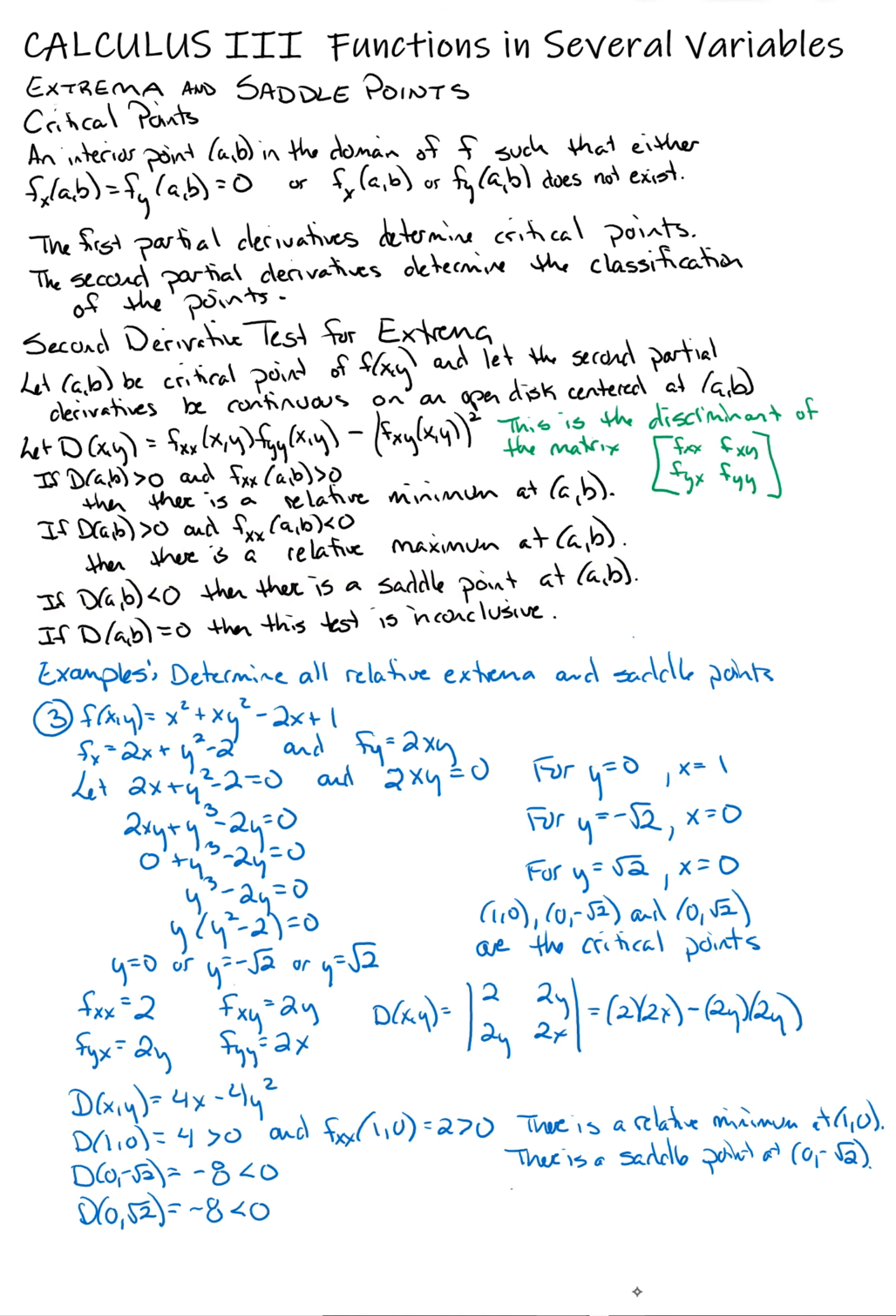And again, the discriminant being less than 0 gives us a saddle point. So there is also a saddle point at (0, positive square root of 2).